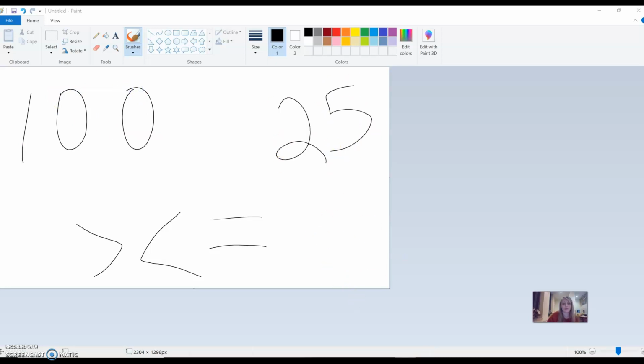Now, when you are comparing 2 numbers to each other, this is something I didn't share with you on the slides. You always start with the number on the left side. The number on the left side is always going to be compared to the number on the right side. It doesn't matter if the number on the left side is bigger or smaller, you always start on the left side.